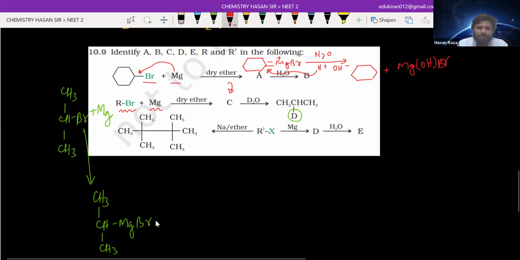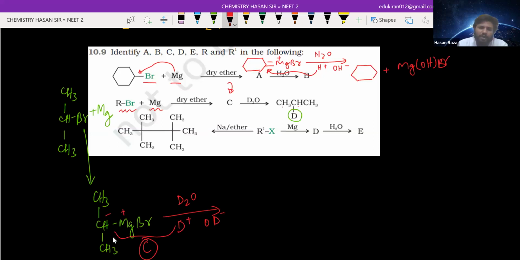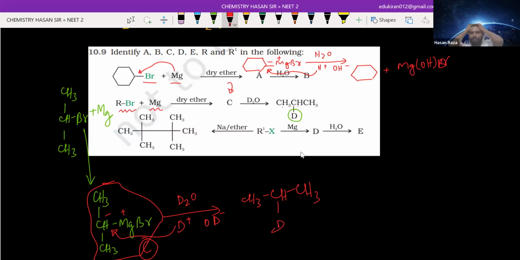Now, this is your C, right? Let's say that this is your C. Now, if you are going to treat this with D2O, just like H2O, D is deuterium. So there will be D plus and OD minus. Now, you know that this will have plus and this will have minus. So this will attack on this and you will be getting CH3, CHD, and then CH3. So exactly this is your C. Are you getting my point? Yes or no? Okay, please do it up to this.